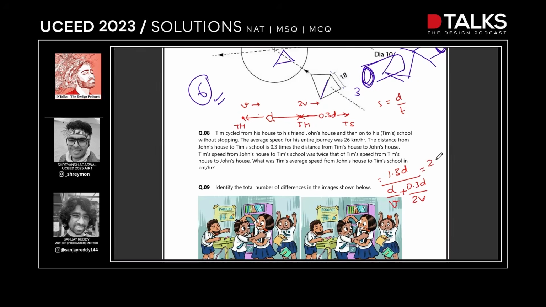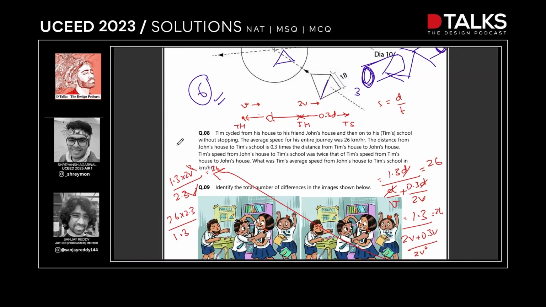And this is equal to 26 as given. D cancels out. So this gives 1.3 divided by (1/v plus 0.3/2v) is equal to 26. So this gives, taking it here, 1.3 times 2v divided by 2.3 gives you 26, and one v cancels out. This is v is equal to 26 times 2.3 divided by 1.3.